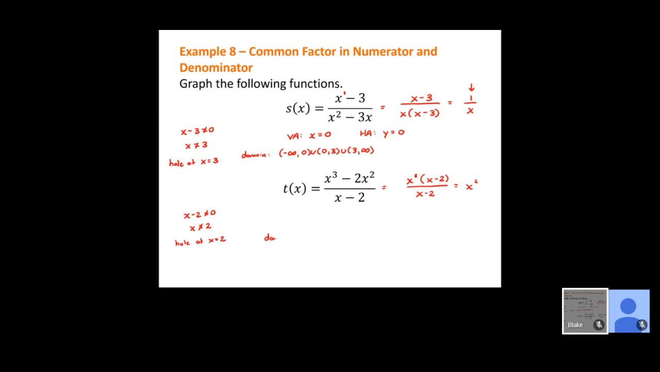So in terms of our domain this time, we're going to go from negative infinity to 2 and 2 to infinity. In terms of vertical asymptotes, though, there are none. And in terms of horizontal asymptotes, remember we said if the degree of the numerator is bigger than the degree of the denominator, then there's not going to be a horizontal asymptote either.